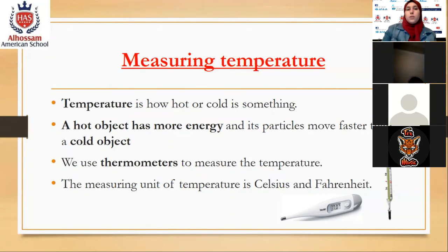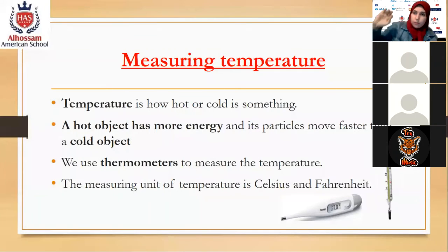So what's meant by the temperature? The definition of the temperature. Temperature is how hot or cold something is. This is the temperature. If it has high temperature, this is a hot surface or hot object. Or if it has low temperature, this is a cold object. Okay, so the temperature is how hot or cold something is. A hot object has more energy and its particles move faster than the cold object.